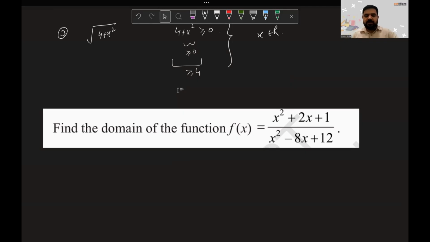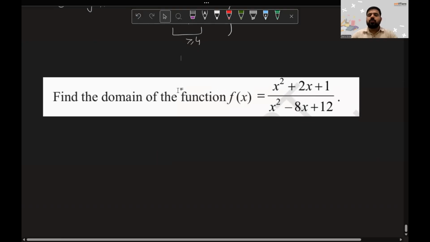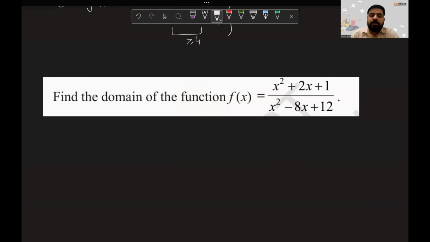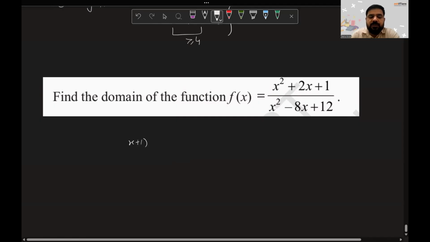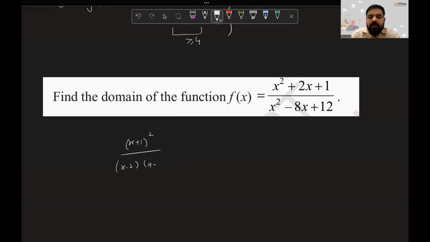All right, I think you guys have tried it already. So we'll simplify this. The numerator I can see is x plus 1 whole square. Denominator, if we factorize this, is going to be x minus 2 into x minus 6, because minus 2 minus 6 is minus 8 and minus 2 into minus 6 is plus 12. So this is the definition of f of x that we are having.